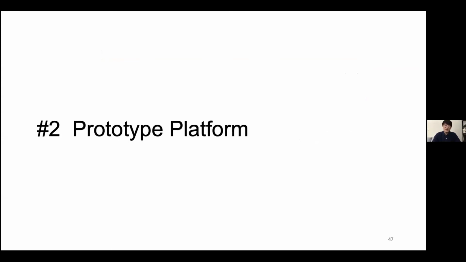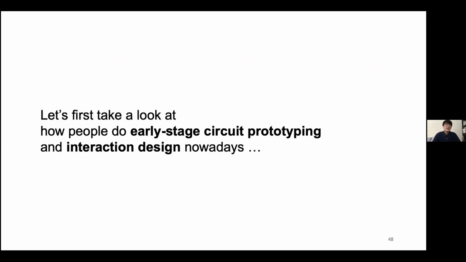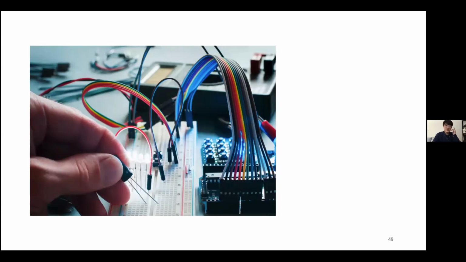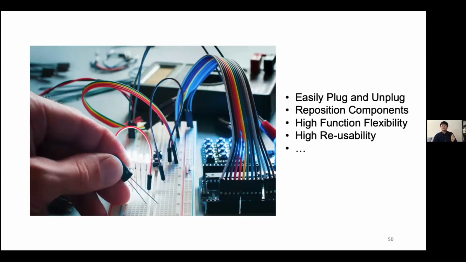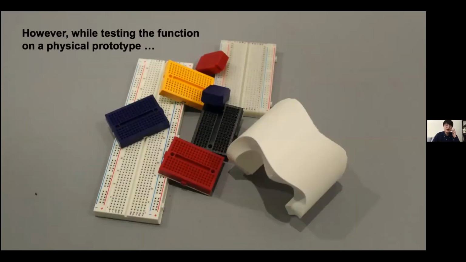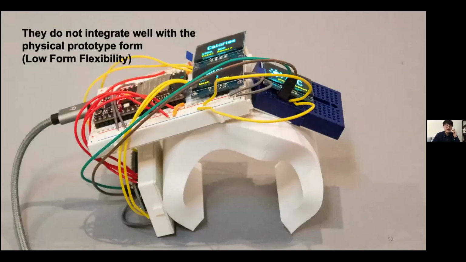Before we jump into the CurveBoard concept, let's first take a look at how people do early stage circuit prototyping and interaction design nowadays. Not surprisingly, breadboards. Breadboards are great. You can easily plug and unplug electronics and reposition the components, which leads to high function flexibility. You can also switch them between projects, which results in high reusability. However, while testing a function on a physical prototype, they don't usually integrate well with the physical prototype form.